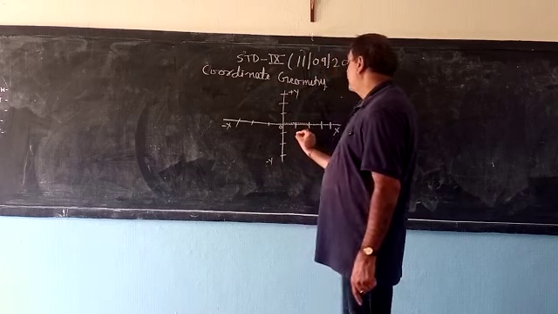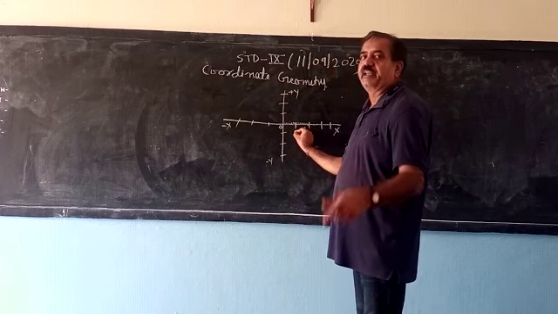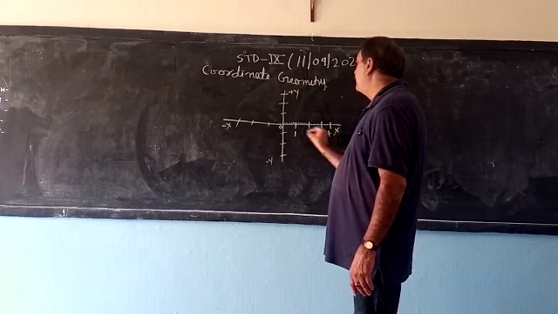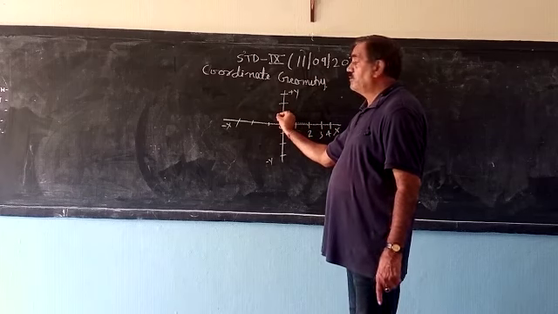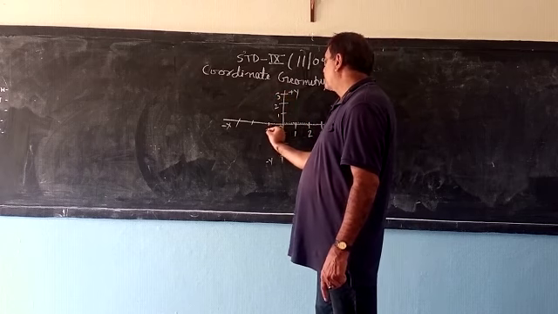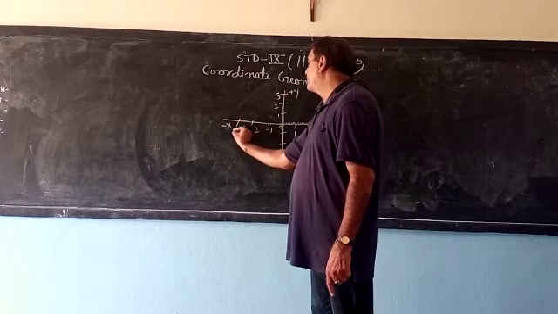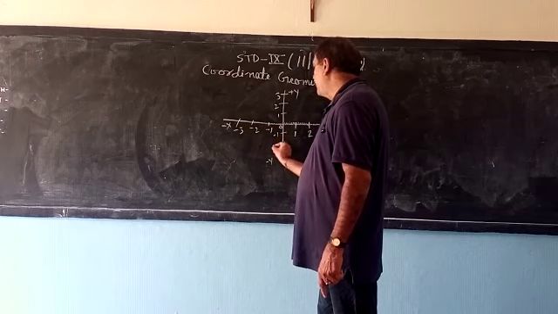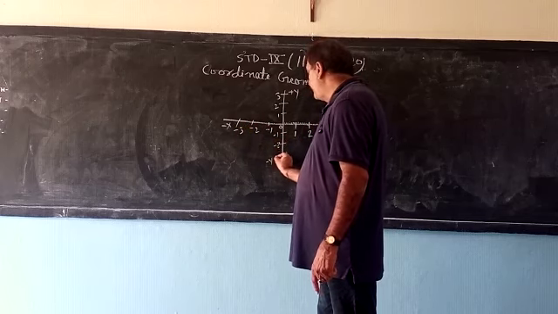Suppose this is one. I am considering here one. One, next two, three, four. Here positive y: one, two, three. Negative x: minus one, minus two, minus three. Negative y: minus one, minus two, minus three.